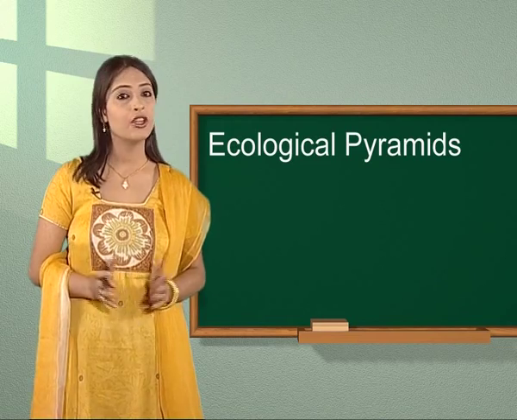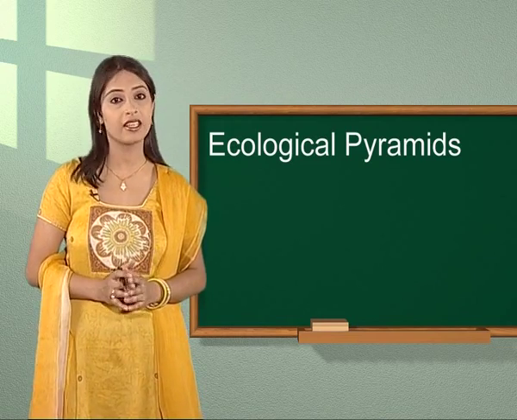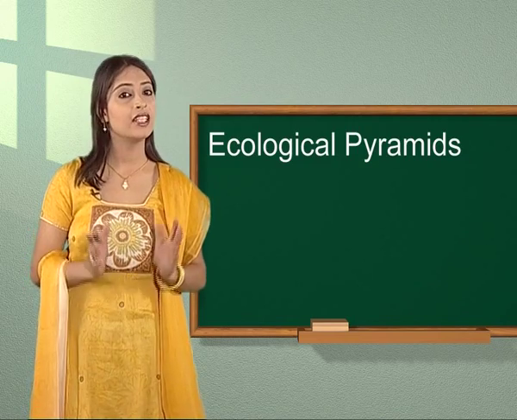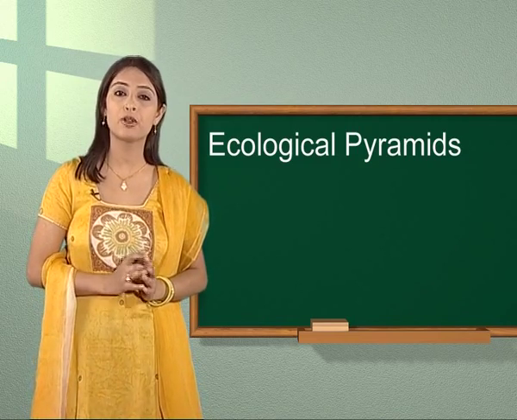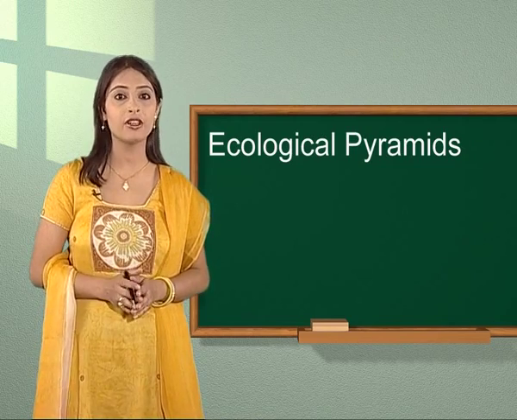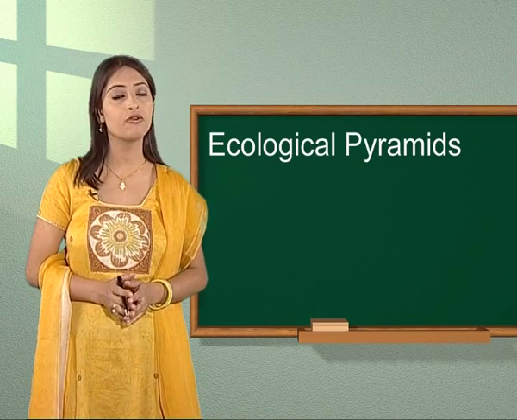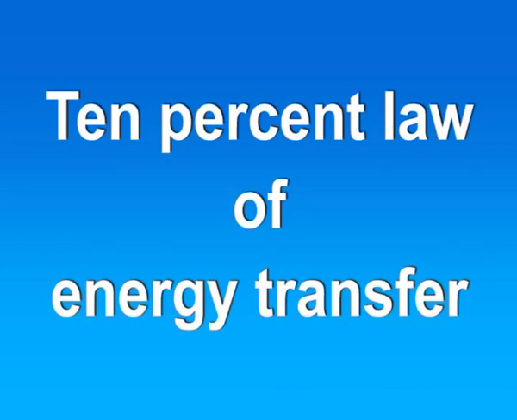As a result, no energy is left for recycling at the last trophic level. Thus, there is maximum energy at the producer level and minimum energy at the last trophic level. Let us make the concept clear through visuals. 10% law of energy transfer.